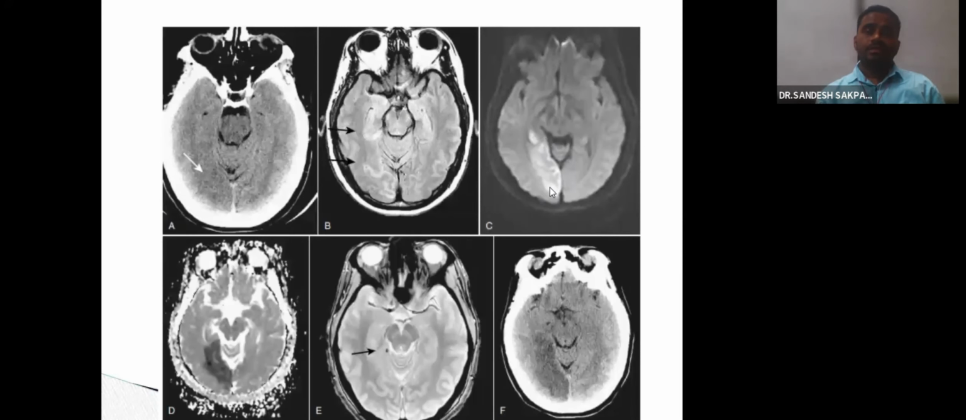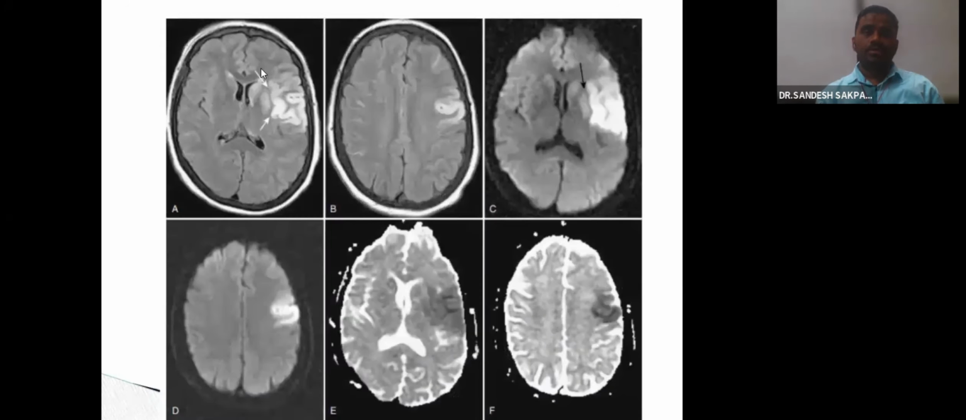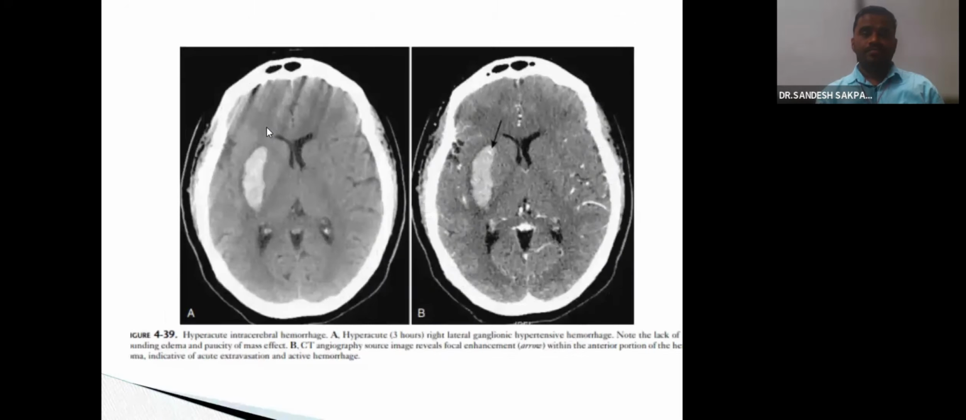So here we can see the infarct in the occipital lobe again, at different images of the T1, T2 and CT scan as well. So this is acute to chronic. You can see the changes. These are the changes in the parietal lobe. That is again showing the infarct in the parietal lobe at T1, FLAIR and CT scan.